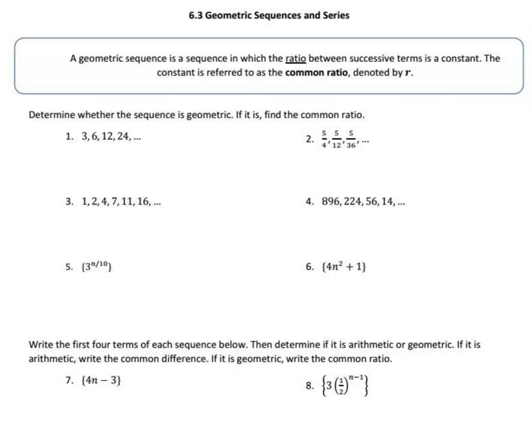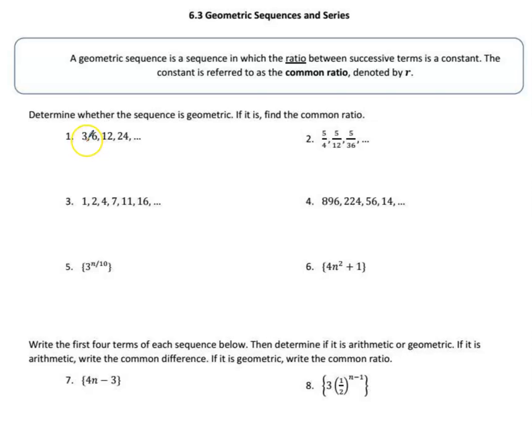6.3 Geometric Sequences in Series. Well, we've talked about arithmetic sequences in series, but a geometric sequence is a sequence where there's a ratio between the successive terms, where you're multiplying by the same thing. And that common number you multiply by is your common ratio. That's called R. So in arithmetic sequence, we added the same thing. Well, in geometric, we multiply by the same thing.